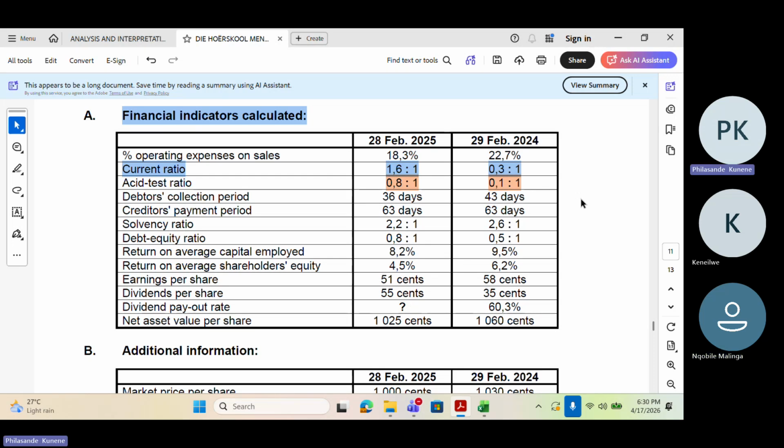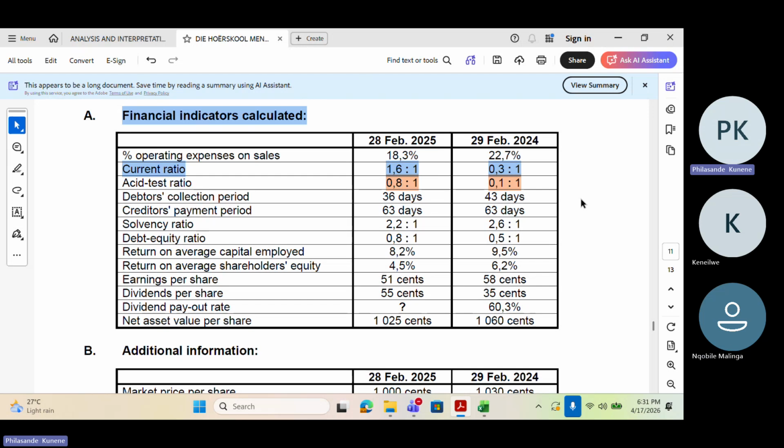Why are we saying that? Because it increased from 0.1 to 0.8, but it's not that much of an increase. But yeah, it's a good increase because now for every 1 rand they have 0.8 cents instead of the 0.1. Yeah, that's very good. It's still an improvement, although it's not enough, right?